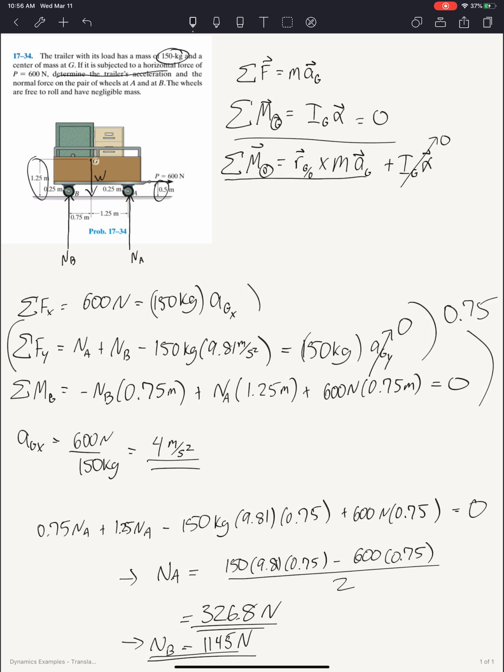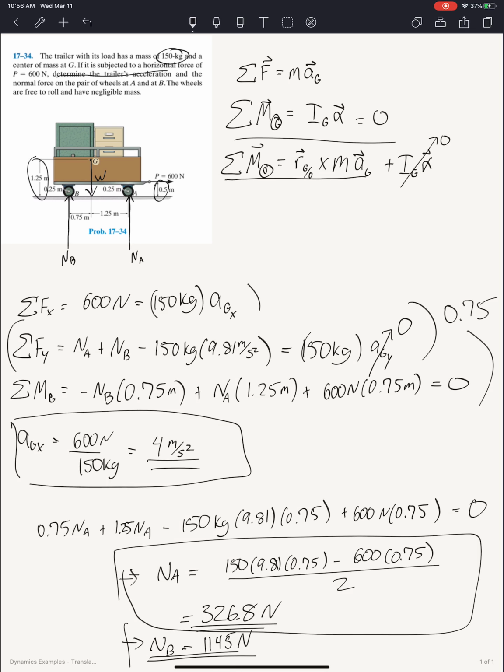But we have our answers. We have the acceleration in the x direction. We have the normal force of the two wheels. So that's that. All right. I want to solve it the other way using this equation. I think it's a little easier, and I'll do that on the following page.